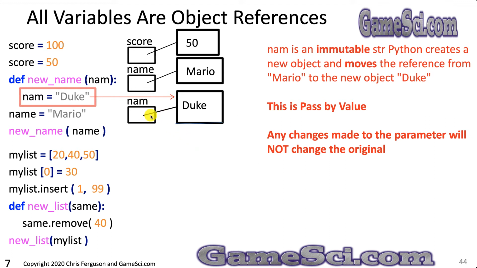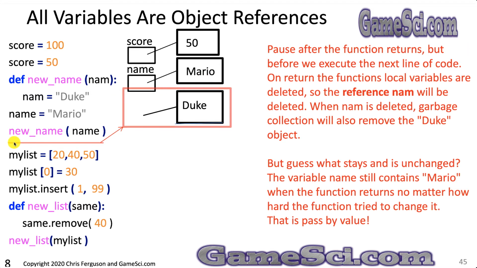Notice what happened here. I assigned a new value to this variable. It created its own object and left the old one alone. Therefore, it cannot change. Notice I just did a simple red line here. What I'm doing is a pause at this location. Pause after the function returns, but before we execute the next line of code.